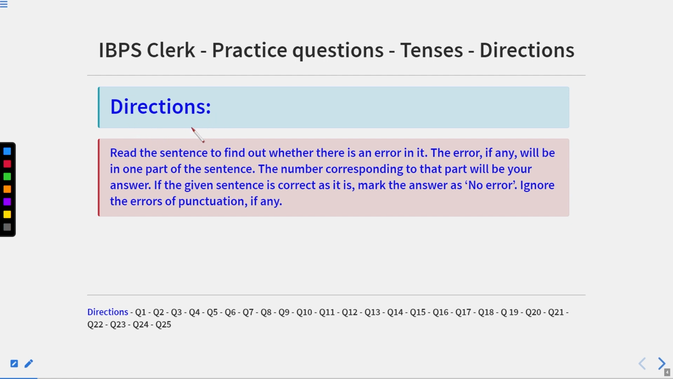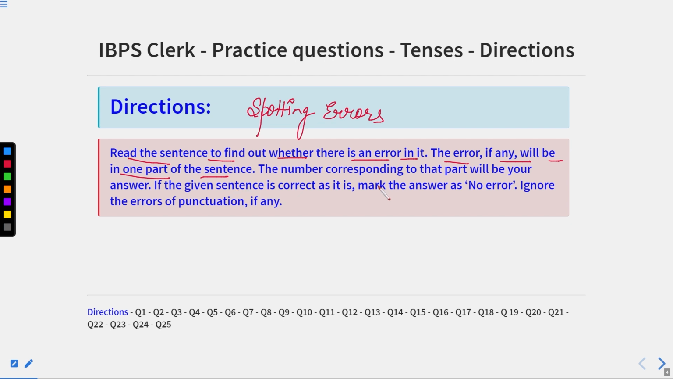Here the directions are given to us for the questions that we have to do in this session. The directions are as follows. Read the sentence to find out whether there is an error in it. It means again we are doing spotting errors of tenses. Now, the error, if any, will be in one part of the sentence. It means a sentence will be given to us, some parts have been made, and the error will be in one part of the sentence only.